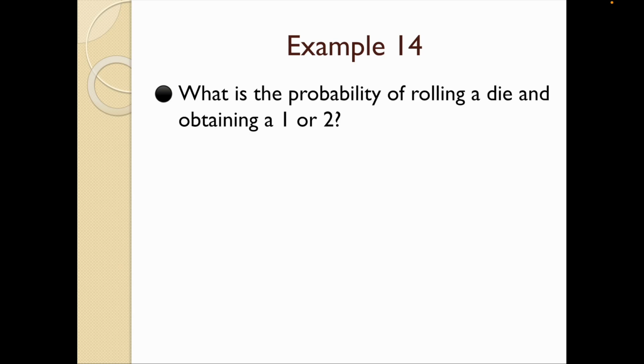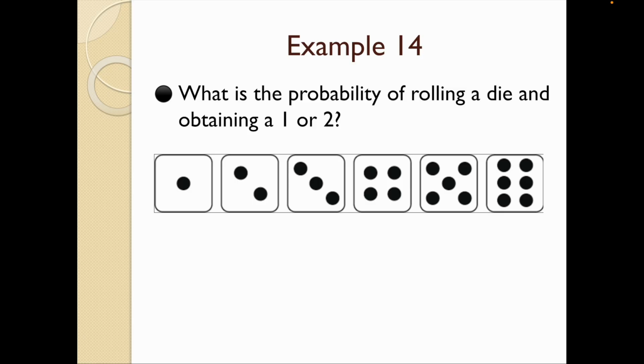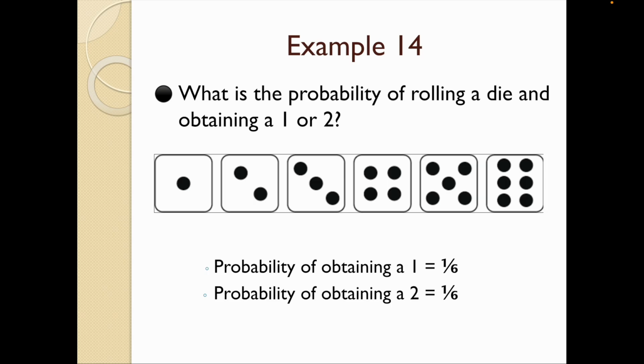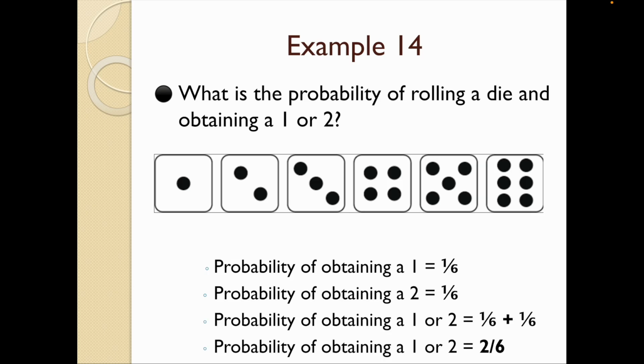It says, what is the probability of rolling a die and obtaining a 1 or a 2? So we're rolling a die and we are trying to see if we are going to obtain a 1 or a 2. Man, I make that look so easy. 2 out of 6, right? Because the first option is obtaining a 1, which is 1 out of 6. The second option is obtaining a 2, which is also 1 out of 6. So when we add them together, we're going to get 2 out of 6. That makes sense, right?